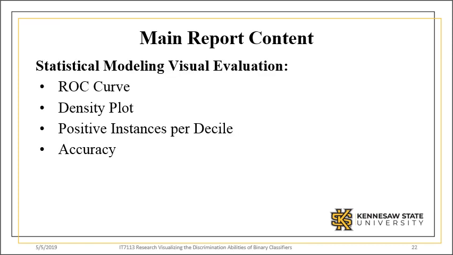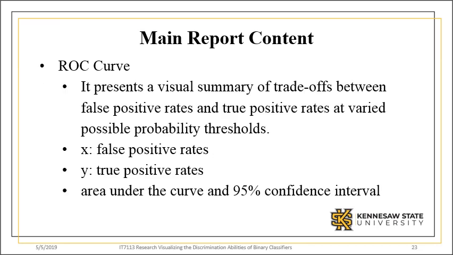In the next section, we will show 4 visual evaluation plots, including ROC curve, density plot, positive indices per decile, and accuracy. ROC curve presents a visual summary of trade-offs between false positive rates and true positive rates at varied possible probability thresholds. Its x values are false positive rates, and its y values are true positive rates. Some people also show area under the curve and 95% confidence interval in the plot.